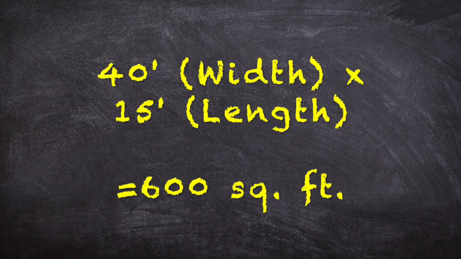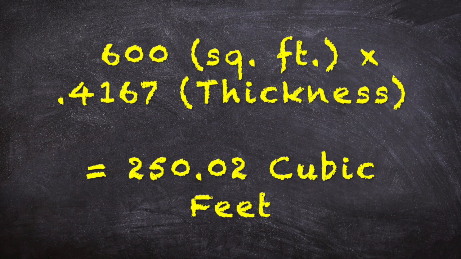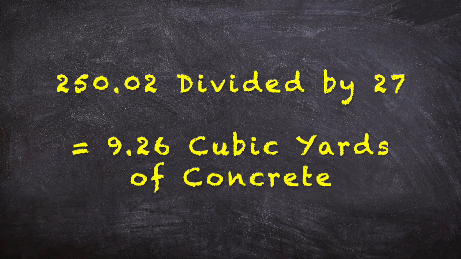get an answer of 600 square feet. Then multiply 600 square feet by the depth or thickness of the pour, 0.4167. That equals 250.02 cubic feet. This value is again divided by 27 cubic feet to obtain a final answer of 9.26 cubic yards of concrete, which will be needed for this project.